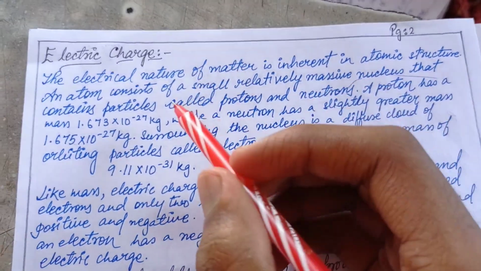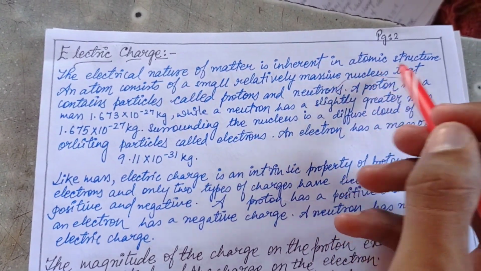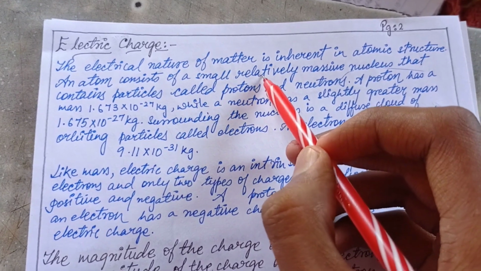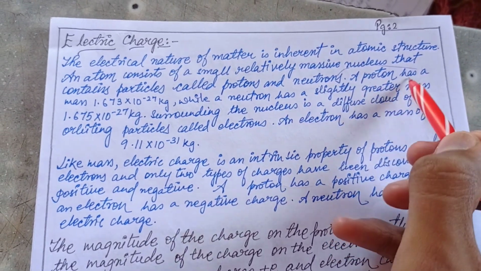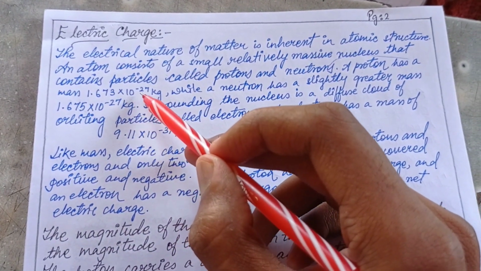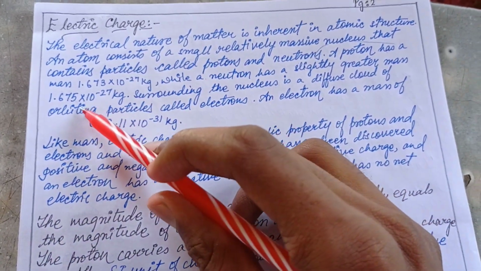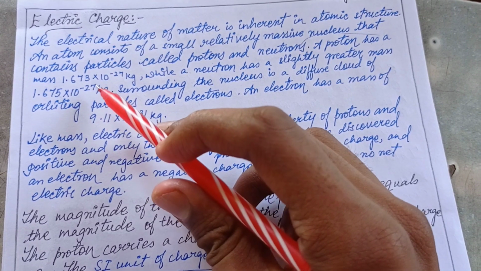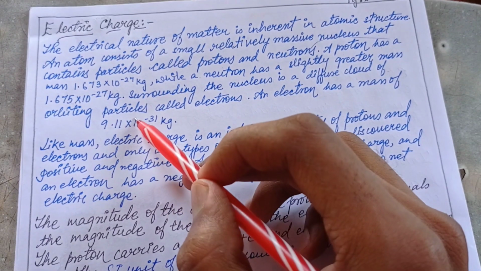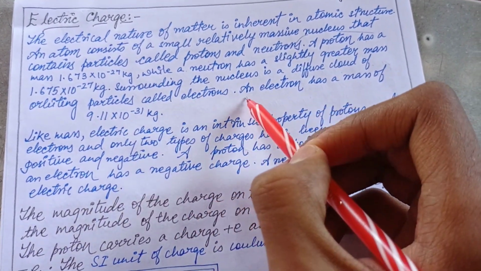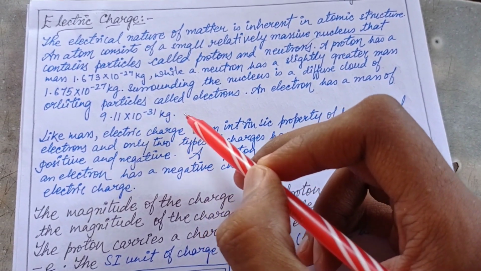Now we come to electric charge. The electrical nature of matter is inherent in atomic structure. An atom consists of a small, relatively massive nucleus that contains particles called protons and neutrons. A proton has a mass of 1.673 into 10 to the power minus 27 kg, while a neutron has a slightly greater mass, 1.675 into 10 to the power minus 27 kg. Surrounding the nucleus is a diffuse cloud of orbiting particles called electrons. An electron has a mass of 9.11 into 10 to the power minus 31 kg.